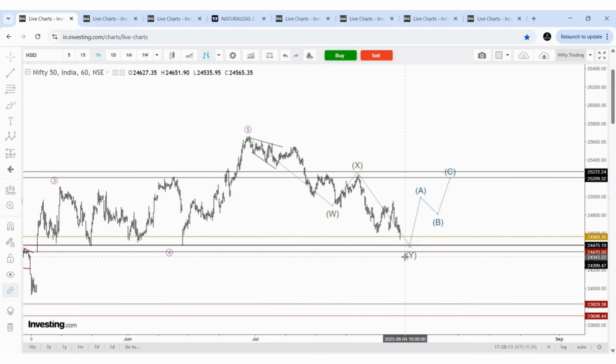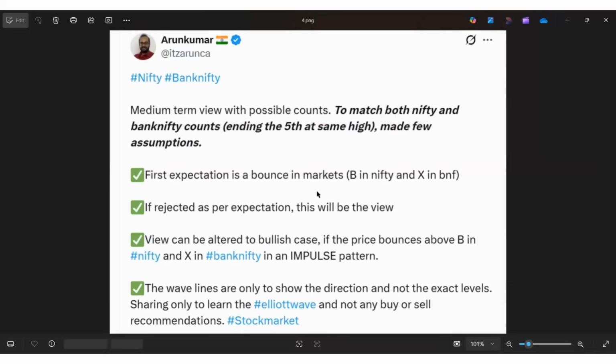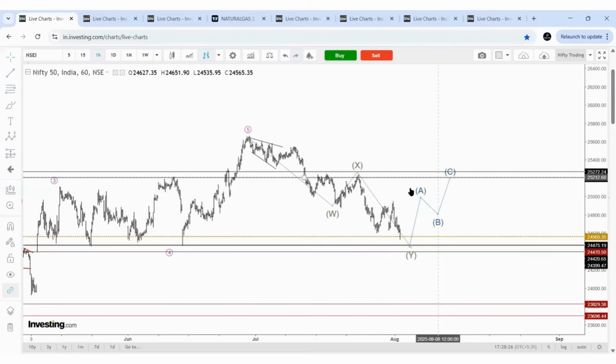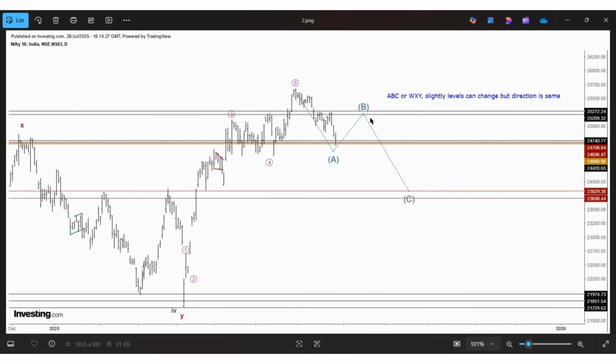That's why I shared this in my previous post. See, this one I shared, ABC or WXY, but while I wrote the information, the first expectation is a bounce in markets. If rejected as per expectation, this will be the view. If rejected like this, this will be the view.